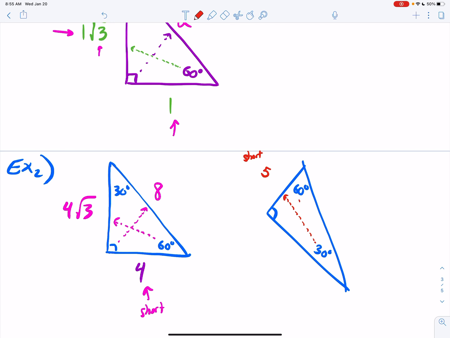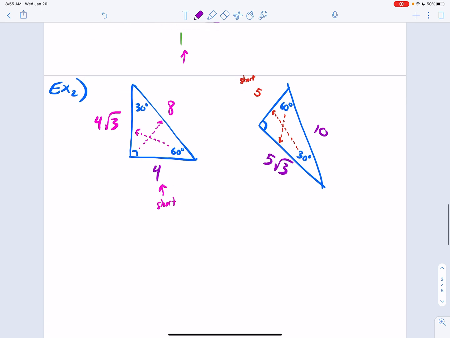Okay, so I know that the long leg should be the same. So I'm going to put 5 as well. But 60 has an extra radical 3. Okay? Opposite of 60 always has the extra radical 3. Now, the hypotenuse is always double the short leg. So if the short leg is 5, then the hypotenuse is 10. And that's it. Okay? Here's a couple more.